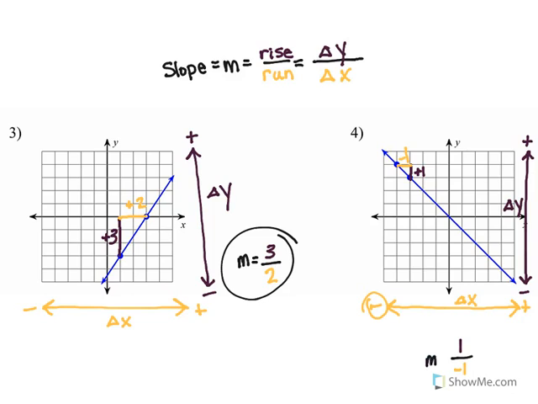Which we can simplify, and you're going to have to know how to simplify these. So 1 divided by -1 is just -1. So our final answer would be m equals -1.